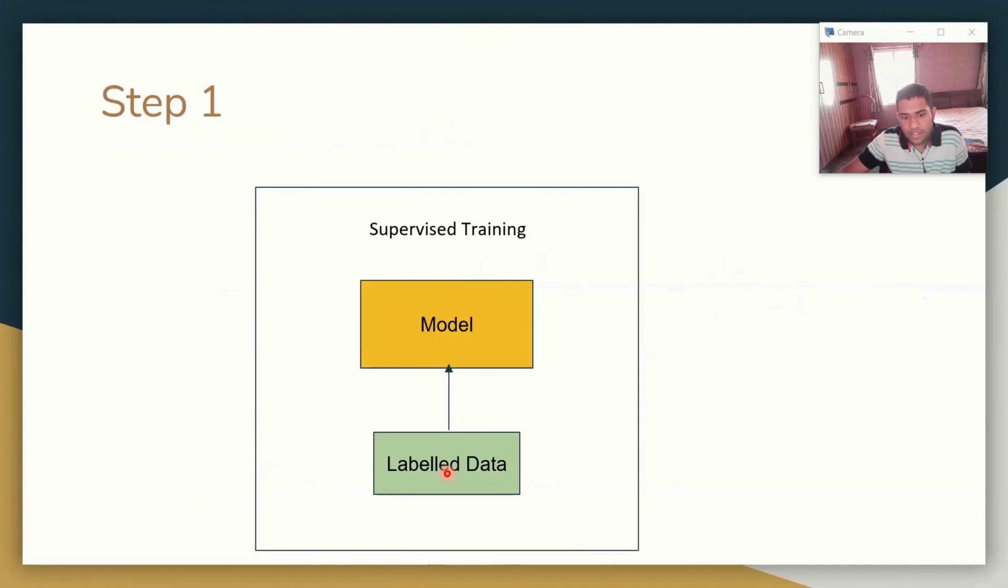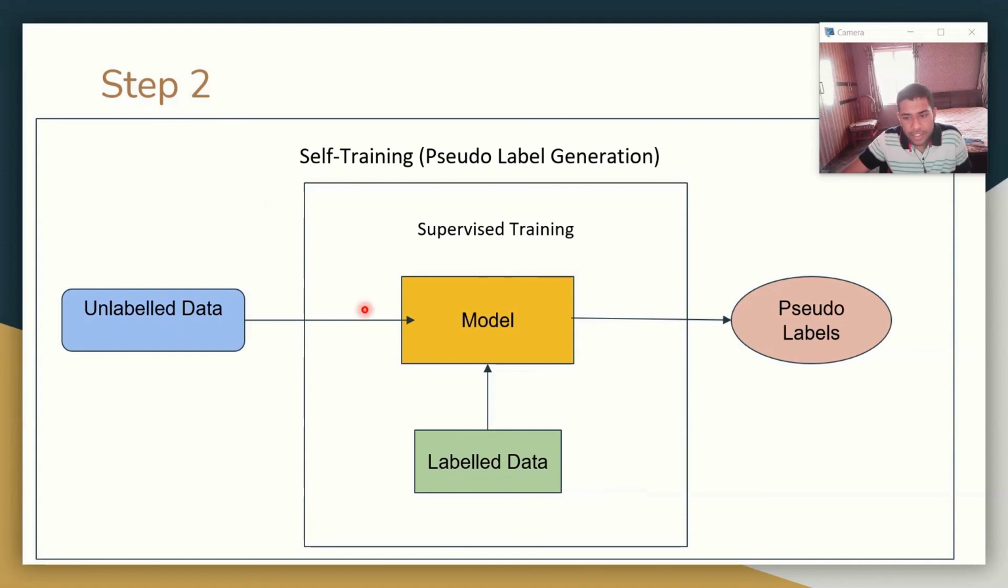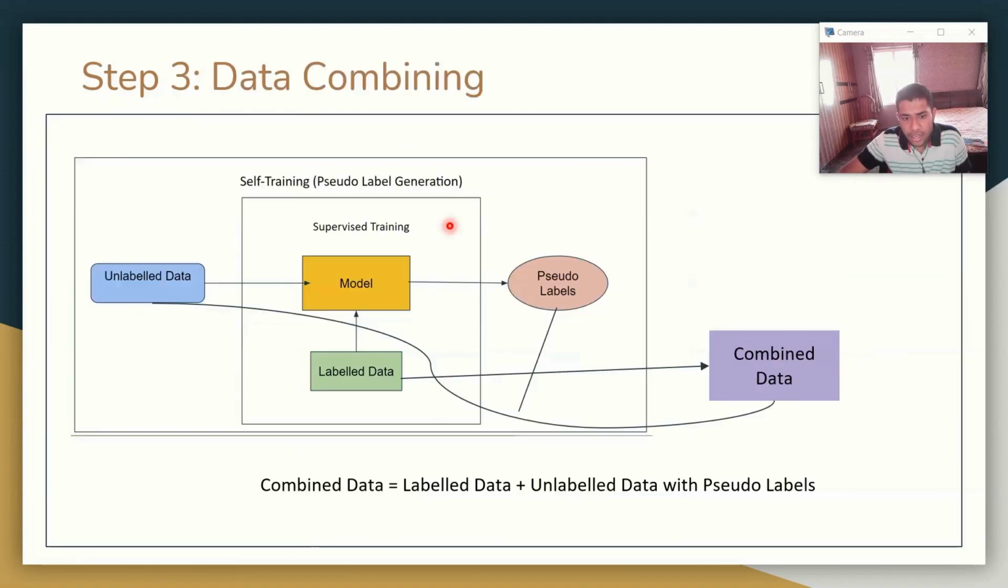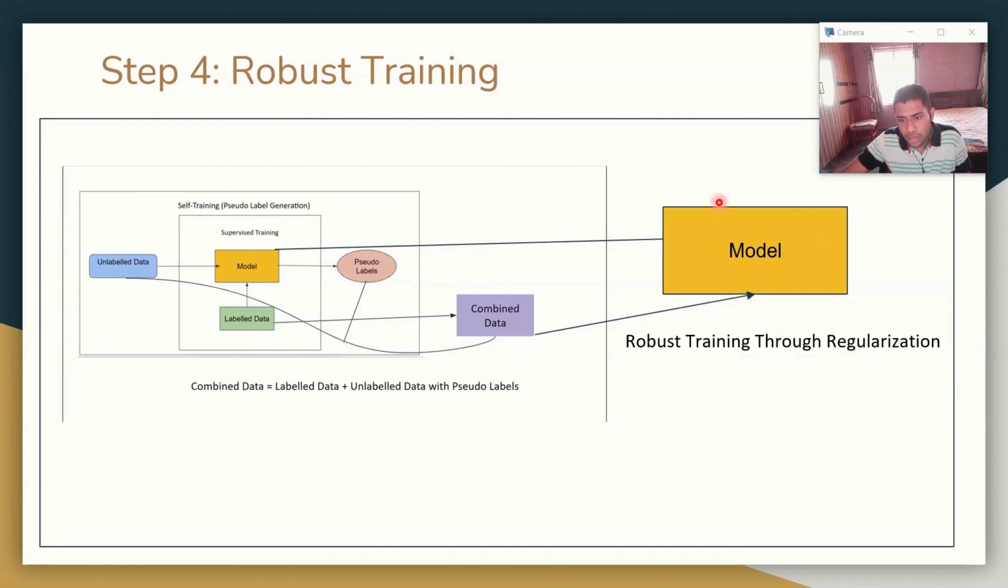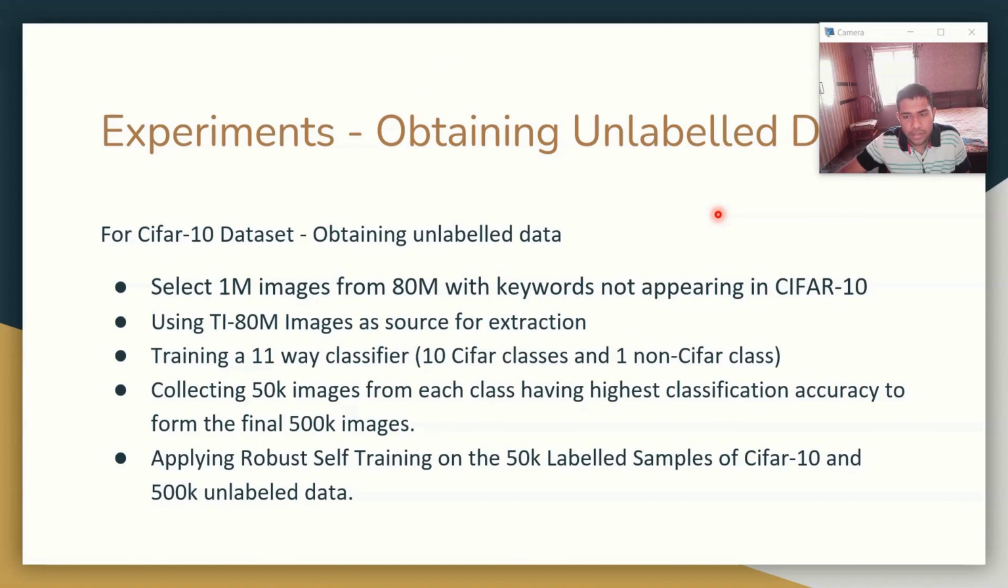And the working of robust self-training: the first step is supervised training, where we have the labeled data and we train the model to reduce the classification error on the labeled data. Then we have the unlabeled data, and we generate pseudo labels using this trained model. After generating the pseudo labels, we get combined data which contains both the labeled data and the unlabeled data along with the pseudo labels. Then we train the same model over here. We perform robust training through regularization, which was shown in the TRADES paper. So that is the main crux of this particular paper.